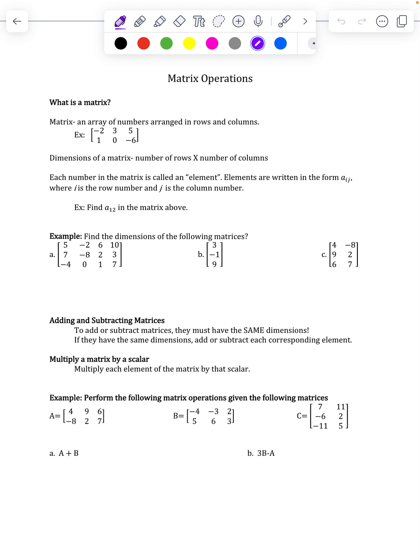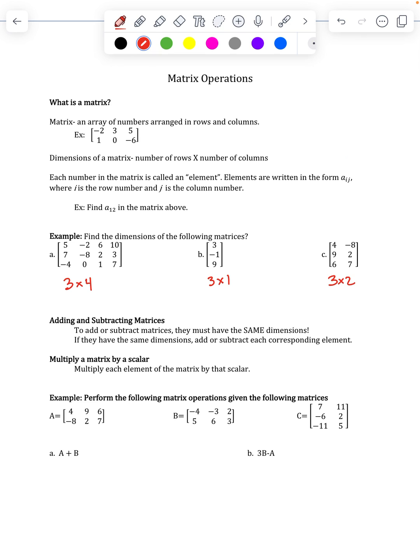Okay, so a matrix is an array of numbers arranged in rows and columns. The dimensions of a matrix is the number of rows x the number of columns. Pretty simple. For example, we would call this one 3 rows and 4 columns. Or this one, 3 rows and 1 column. Or 3 rows and 2 columns.